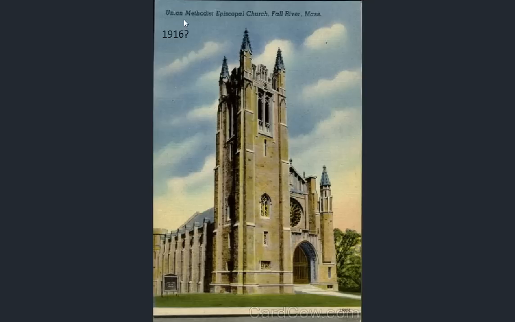The Union Methodist, built in 1916 apparently. I don't know what to say about that. These timelines are just way out of whack, seems to me. And they seem to predate some of the major conflagrations of the 20th century, which has me scratching my head.